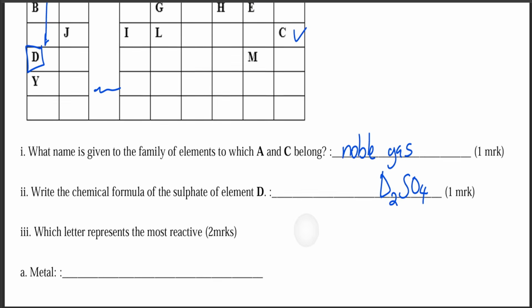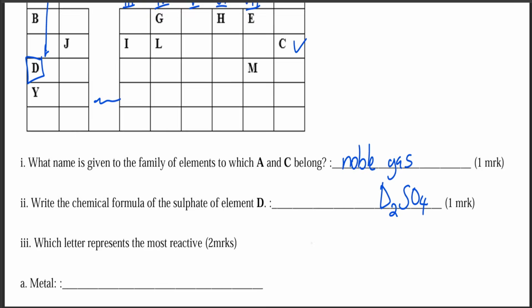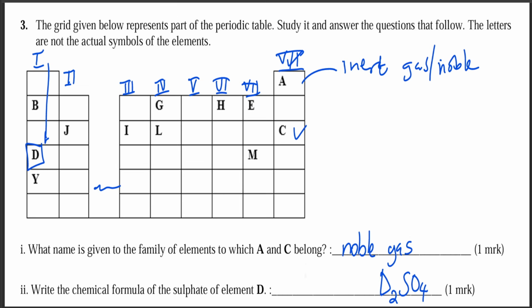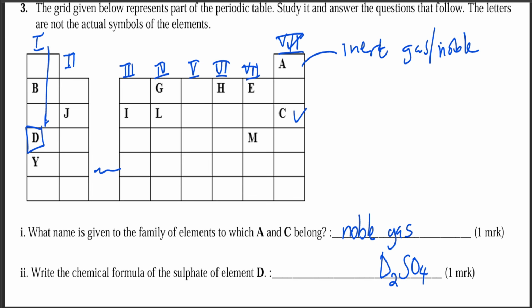Which letter represents the most reactive metal and non-metal? So which letter represents the most reactive metal? Ukiangalia, the most reactive metals are normally group 1 elements. So katika group 1 elements, the one with the largest atomic size, which is Y. Kwa nini iko na large atomic size? Ni kwa sababu iko na a lot of energy levels. Iko na energy level at least 1, 2, 3, 4, 5 energy levels.